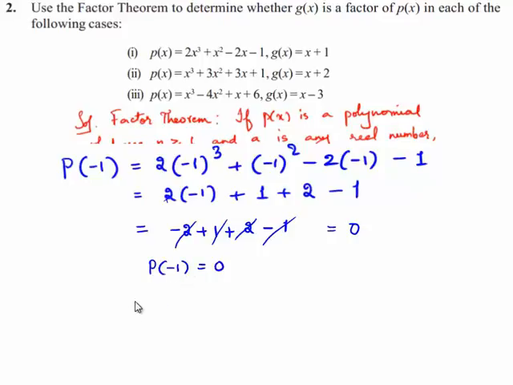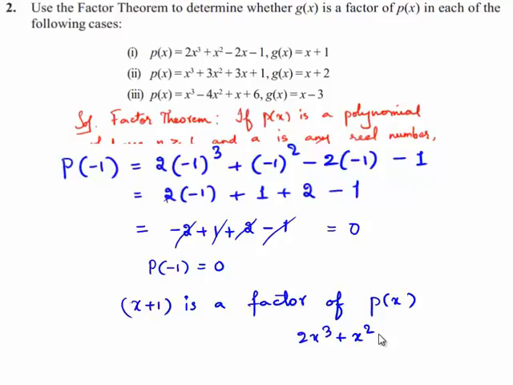We can say that x plus 1 is the factor of the given polynomial P of x, which is 2x cube plus x square minus 2x minus 1.